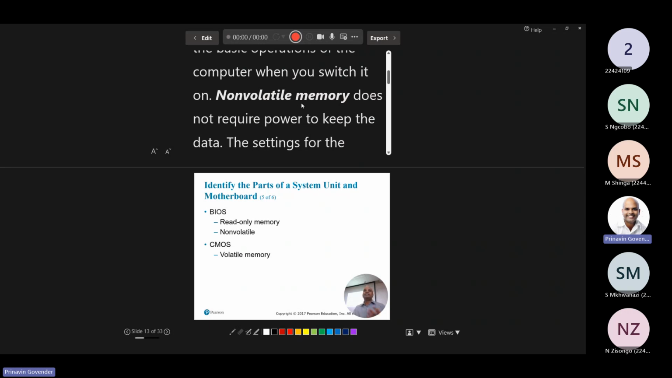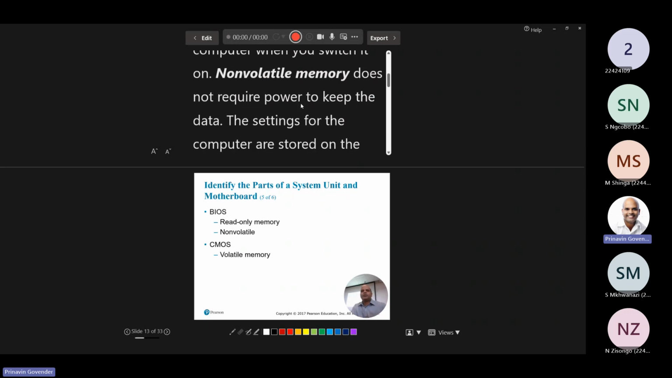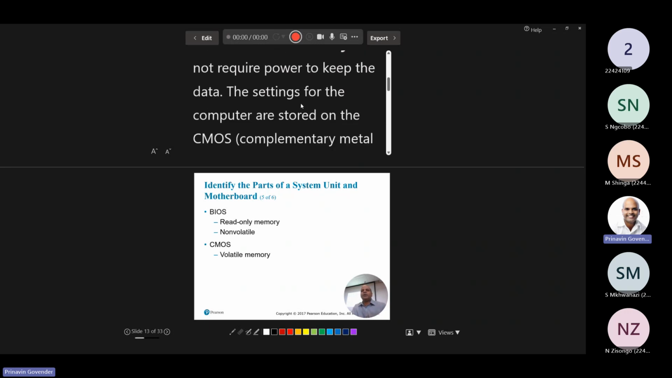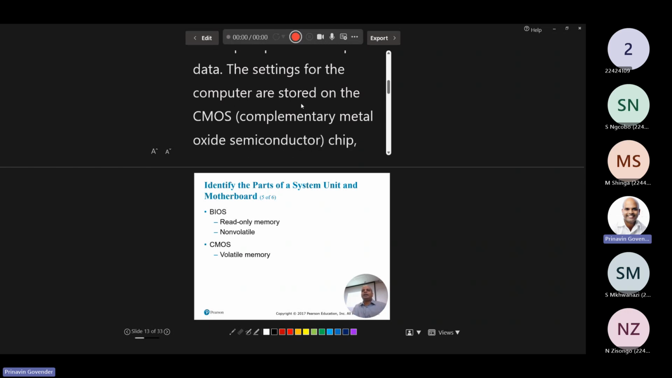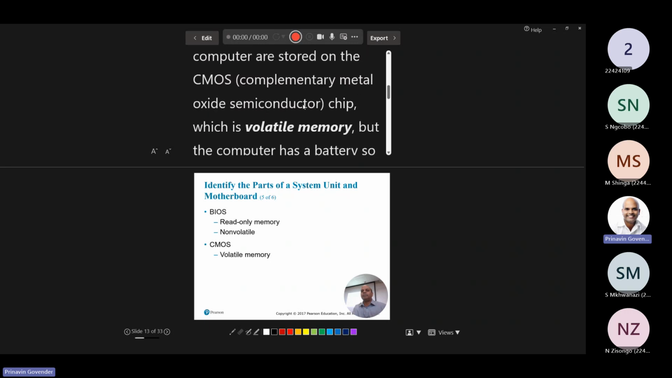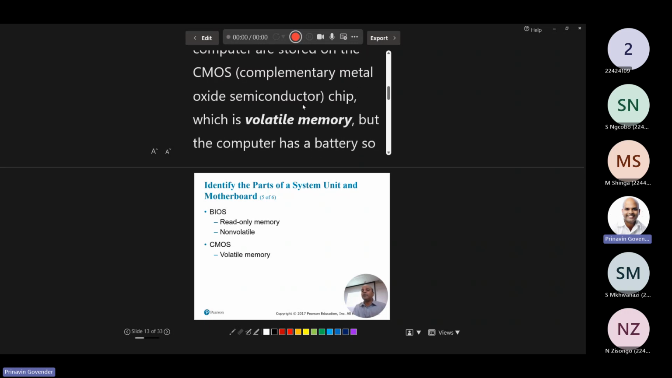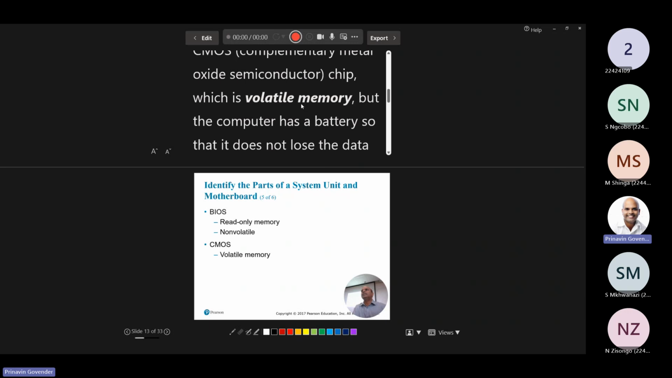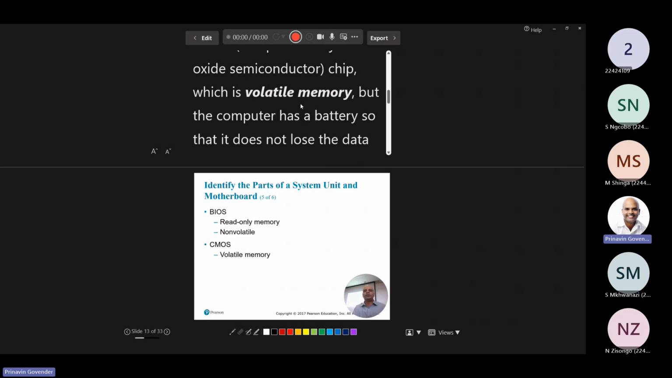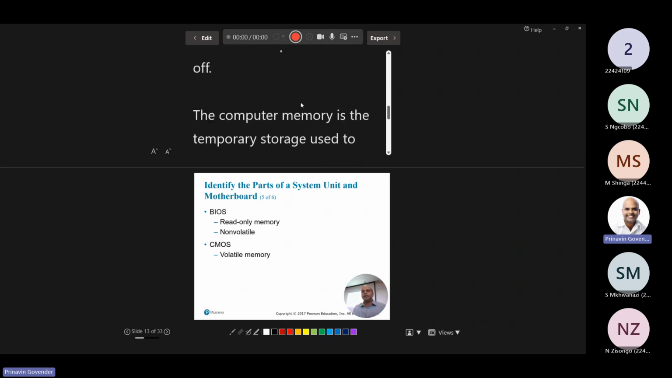Okay, so that's a nice word, non-volatile versus volatile. So non-volatile memory does not require power. ESCOM will be happy to hear that. And CMOS stands for complementary metal oxide semiconductor, CMOS. The settings are stored in the CMOS chip. This CMOS is volatile. Volatile means it needs some power, but don't worry, I told you it's got a little battery that keeps it running, okay?